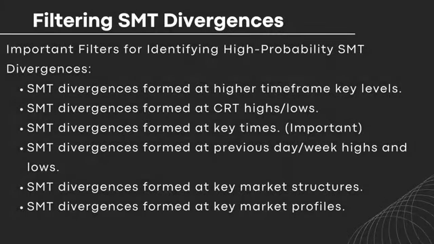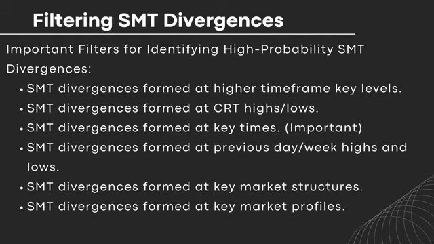So, in this slide, we're going to discuss the different filters and characteristics that make an SMT divergence strong and a true SMT divergence, right? You can use these filters to identify high probability and high quality SMT. Some of the important filters are the following. The first and most important is that SMT divergences form at key levels, specifically higher time frame key levels such as order blocks, FVGs, or important swing points such as highs and lows, right?